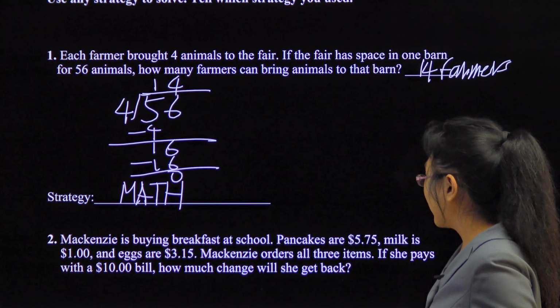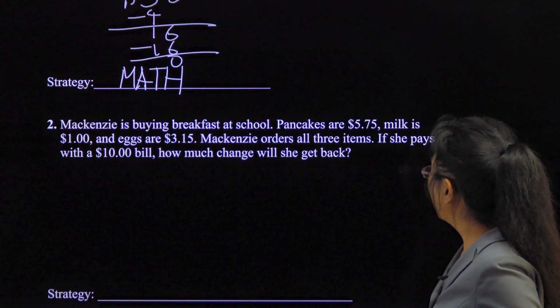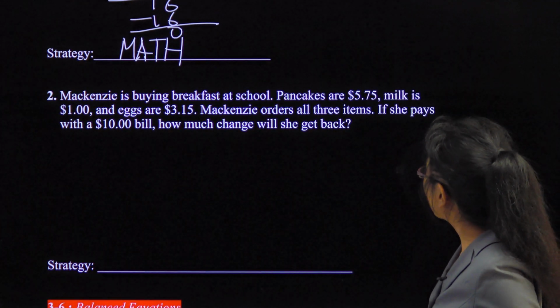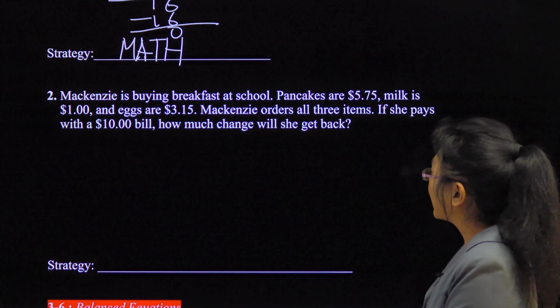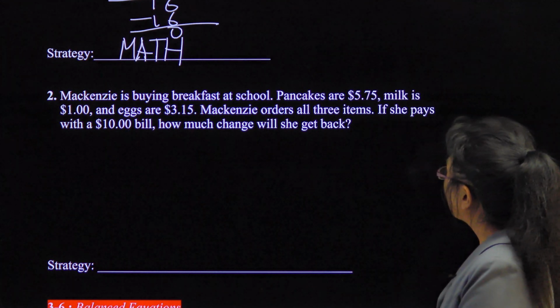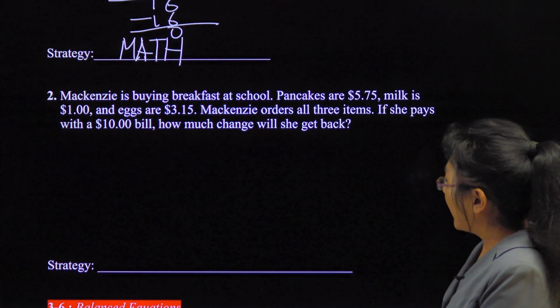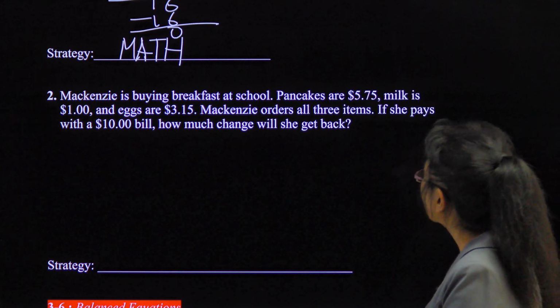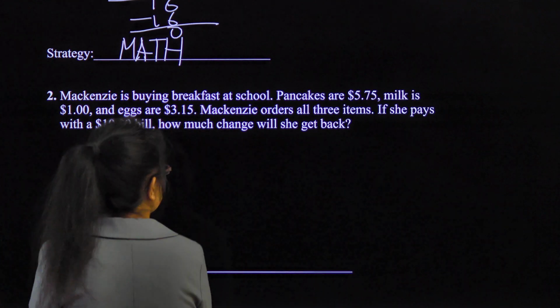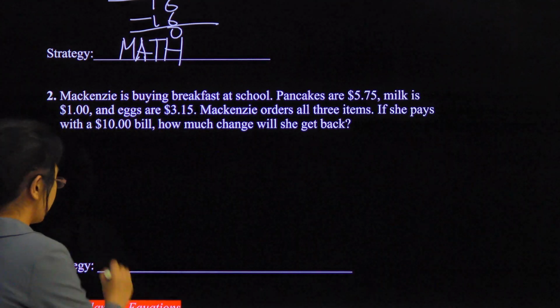Mackenzie is buying breakfast at school. Pancakes are $5.75. Milk is $1. And eggs are $3.15. Mackenzie orders all 3 items. If she pays with a $10 bill, how much change will she get back? Okay. Again, math.